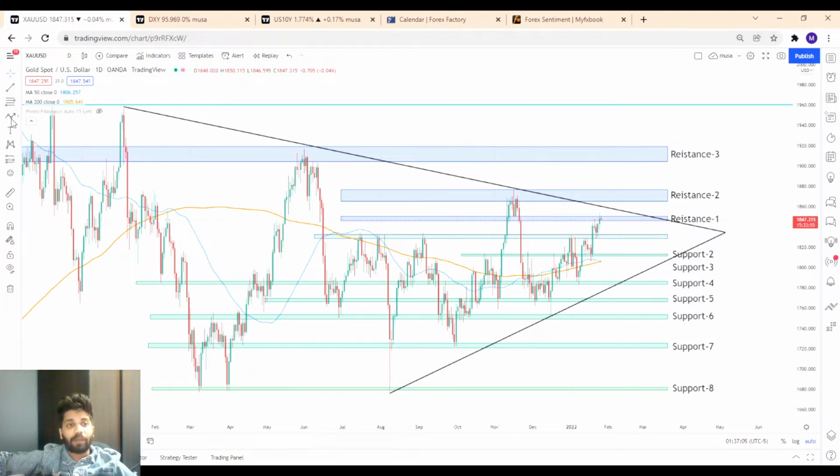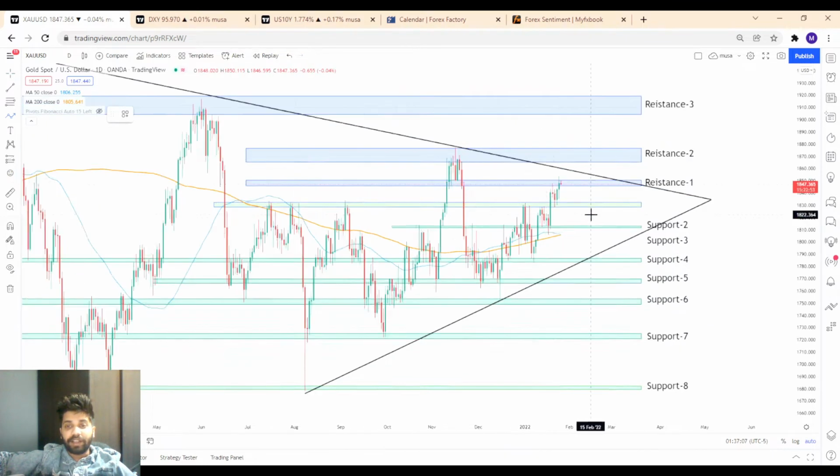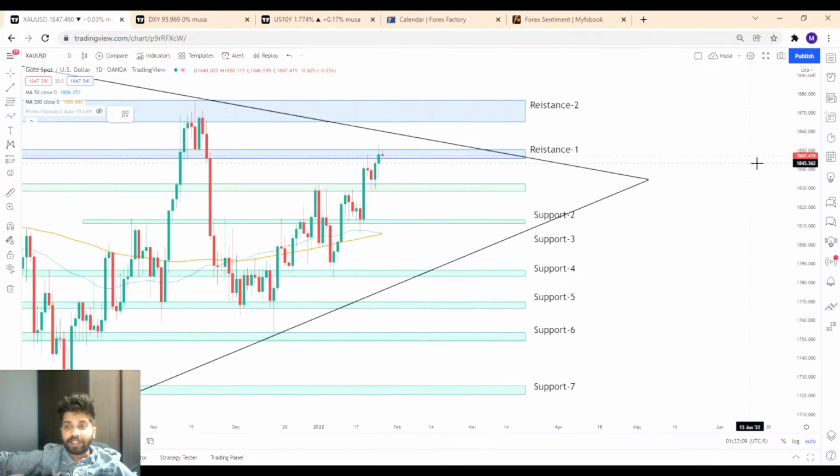Let me draw a path for you for a better understanding. The price of gold right now is in the 1847 range, and it is expected, though not 100% sure, to test this trend line. If it is successful in breaking it, it will reach this resistance area, and from there it can come to test this trend line again, or it may reach this level and bounce back further ahead.